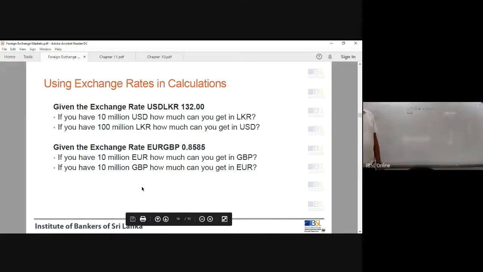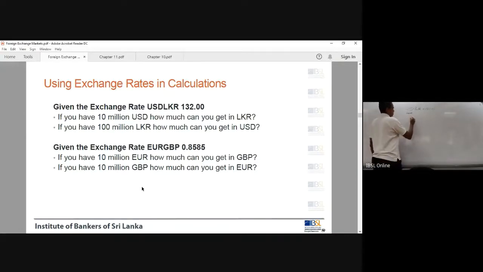So you have $10 million. $1 is 132 rupees. If you have $10 million, it will be 132 into 10 million.